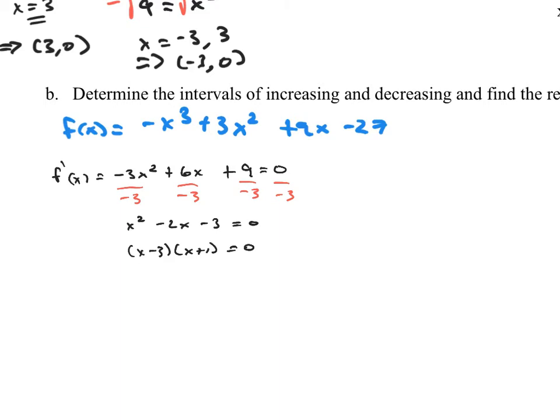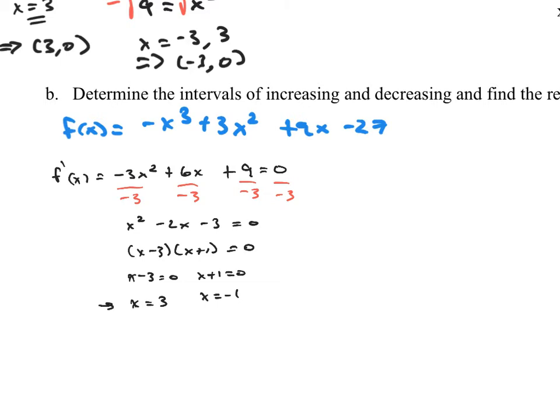Just double check in your head by FOILing it out real quick. That's x squared plus x, minus 3x would give me my minus 2x, then minus 3. So that does FOIL out correctly. I did factor properly. And now that it's factored, I can set each one of these factors equal to 0. So x minus 3 equals 0. Add 3 to both sides, you get x equals 3. And then x plus 1 equals 0. Subtract 1 from both sides, you get x equals negative 1.